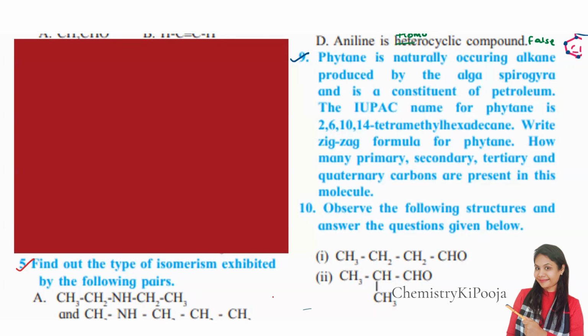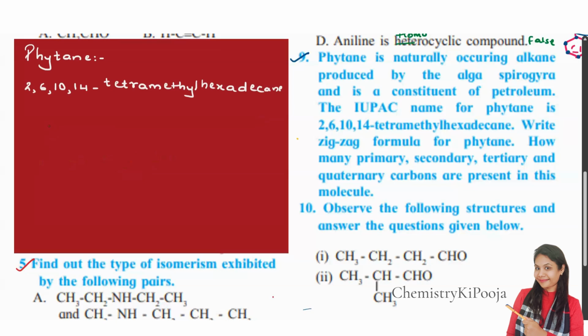So again, it is very simple. Okay, let us proceed with the question. Now, for phytane, we have already been given the IUPAC name. The IUPAC name is 2, 6, 10, 14 tetramethyl hexadecane. Okay, this is the IUPAC name. Clear? Now, the question given to us is phytane, the IUPAC name is 2,6,10,14 tetramethyl hexadecane.